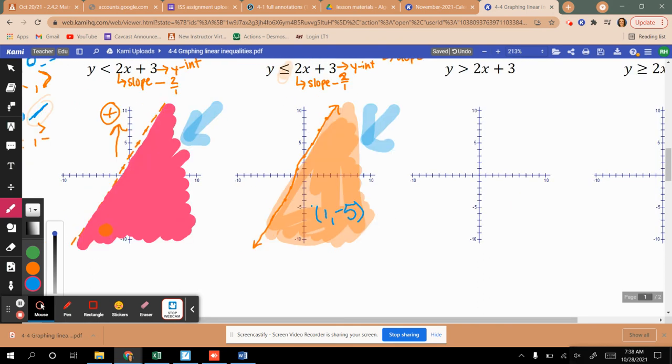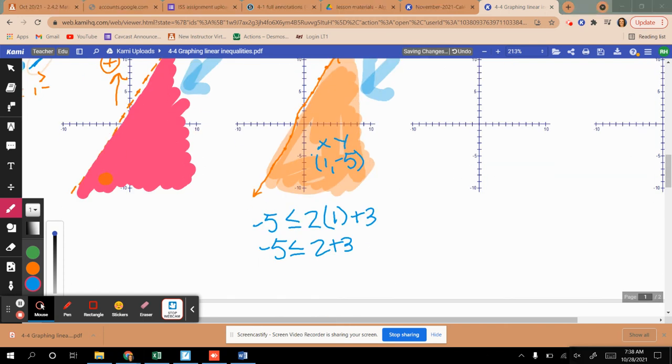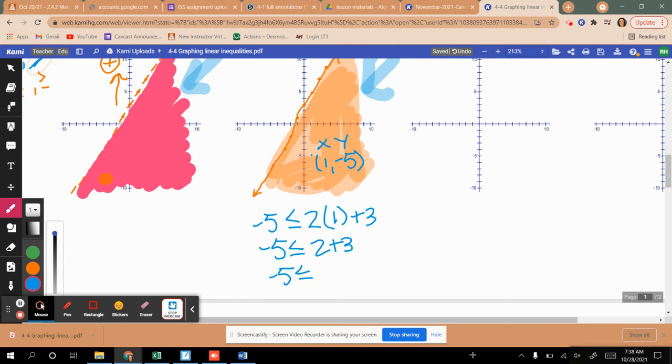So 1, -5, that is our x and our y. If we plugged in -5 for y, we would have -5 is less than or equal to 2 times 1 for x plus 3. 2 times 1 is 2, so -5 is less than or equal to 2 plus 3. 2 plus 3 is 5, so -5 is less than or equal to 5. So that's true. Any ordered pair you chose in this shaded region is a solution.